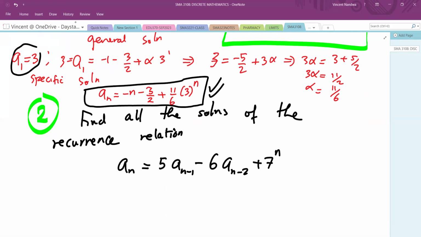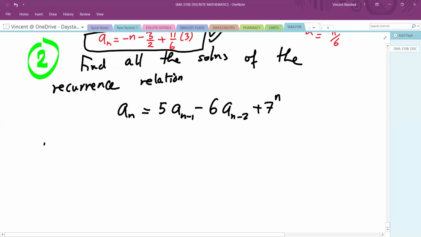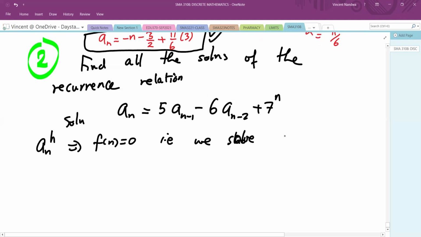Step 1, as we did in the previous problem, is to find the homogeneous solution. And homogeneous solution implies you set f(n) to 0. That is, we solve a_n equals 5a_{n-1} minus 6a_{n-2}. To solve this, this is what we call the associated homogeneous equation with respect to this recurrence relation. So let a_n equal r power n be the solution.